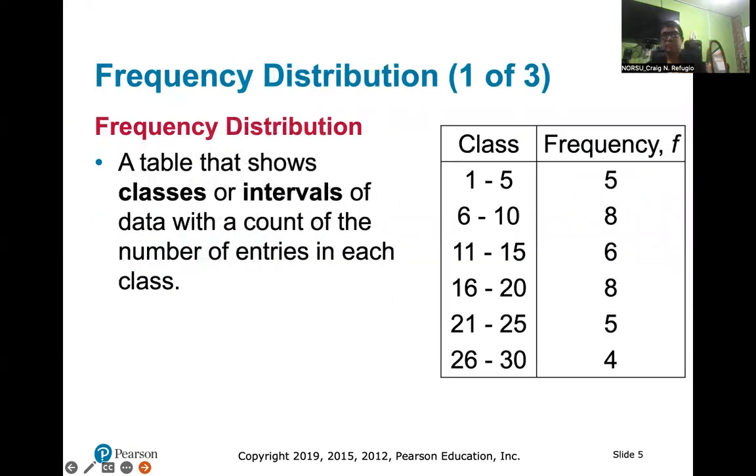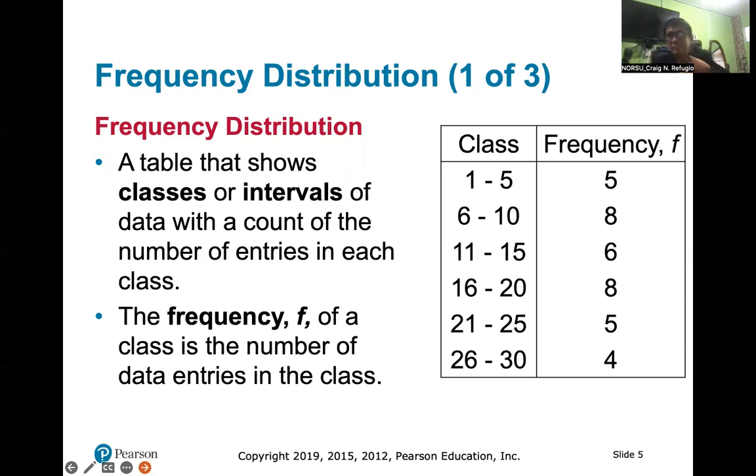Frequency distribution. So there's a definition of frequency distribution. It is a table that shows classes or intervals of data with a count of the number of entries in each class. So for the example, we have the first column, class: 1 to 5, 6 to 10, 11 to 15, 16 to 20, 21 to 25, 26 to 30. Then frequency, abbreviated as small letter f: 5, 8, 6, 8, 8, 5, 4. So that's an example of a frequency distribution.